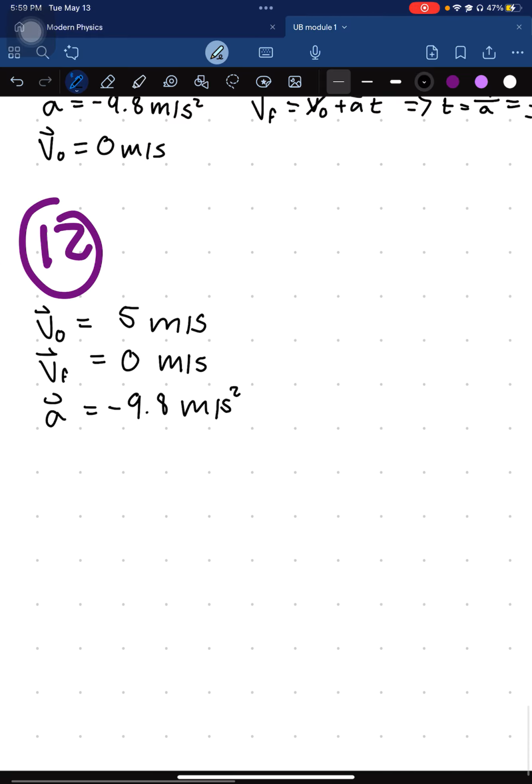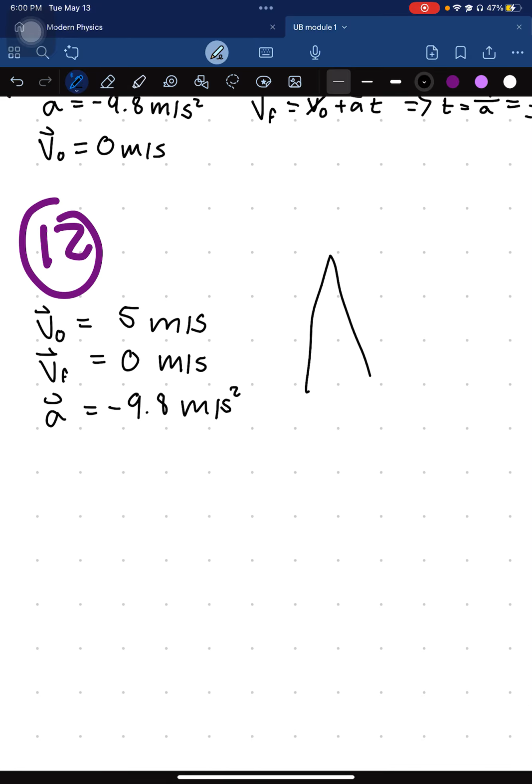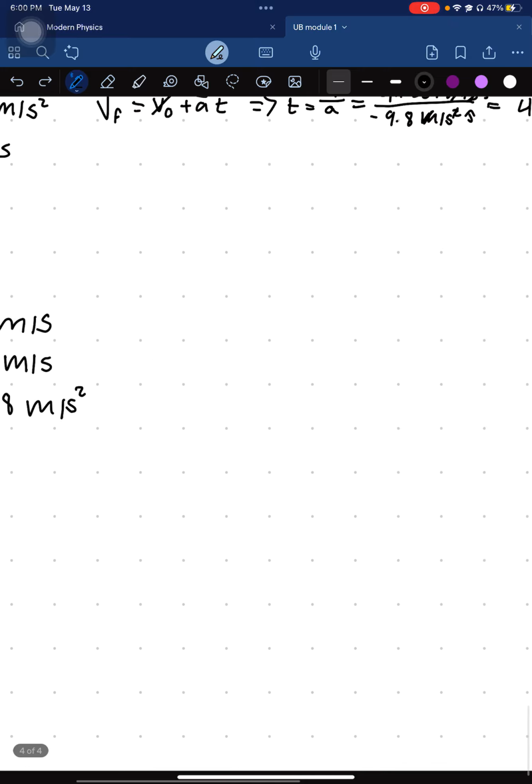Okay, also, since our acceleration is the same on the way up as it is on the way down, our velocity is going to be changing at the same rate, so it is going to take the same amount of time to reach the top as it is to reach the bottom. That's going to be the same length path.